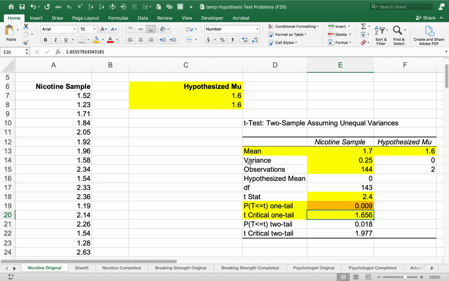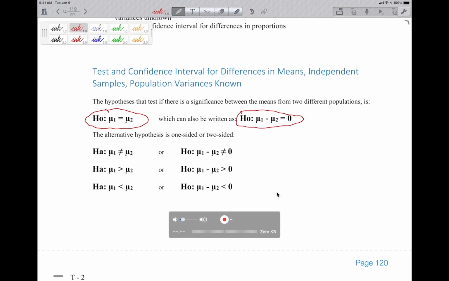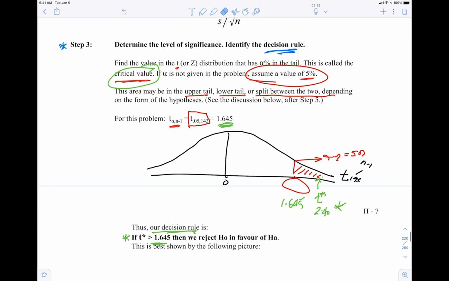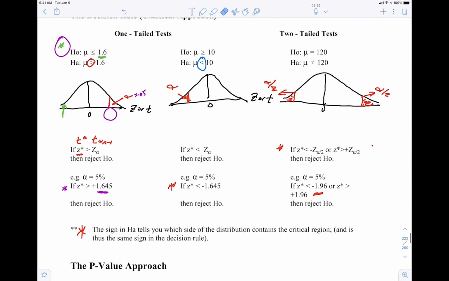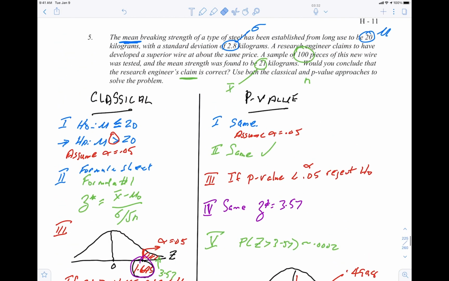So we had another problem here, the breaking strength example. This was on page H11. So I'm going to take you back here. We have to go back to our original set of notes here. And we've got the breaking strength problem back here.